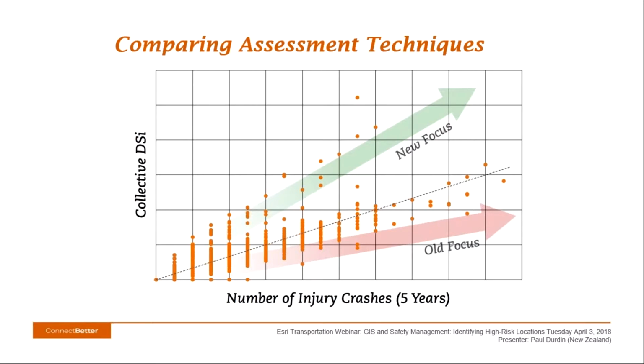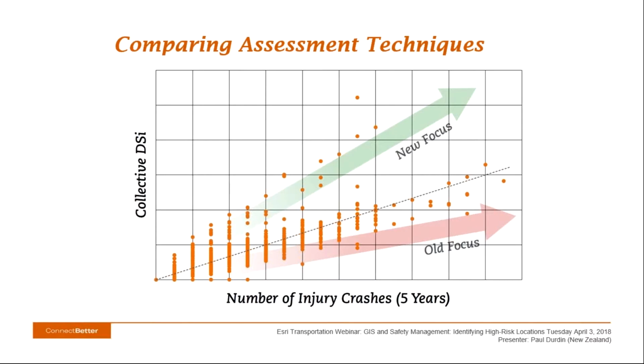This figure shows the relationship between the number of injury crashes and the corresponding collective risk, or the DSI, for all intersections in Auckland. The figure shows that collective risk generally increases as the number of injury crashes increases. However, there are exceptions to the rule, as can be seen here.